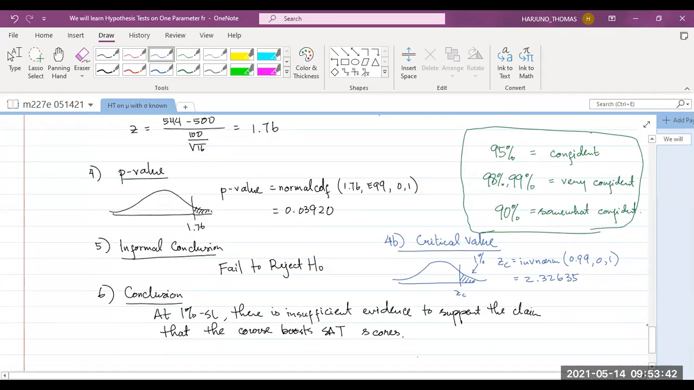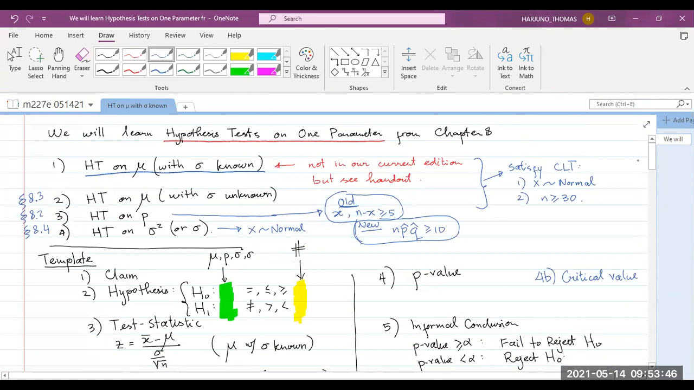Okay, now that's the end of this first part that is not in our textbook: hypothesis testing on mu with sigma known. After the break, we will do hypothesis testing with sigma unknown, and I will use questions from our textbook. So let's take a break. We come back at 10:05. At 10:05, we will work on the second part from 8.3.